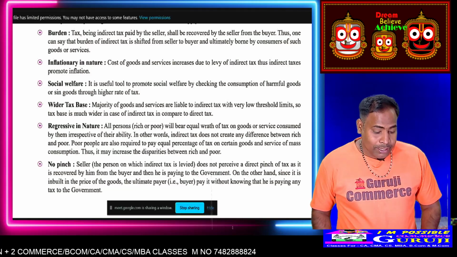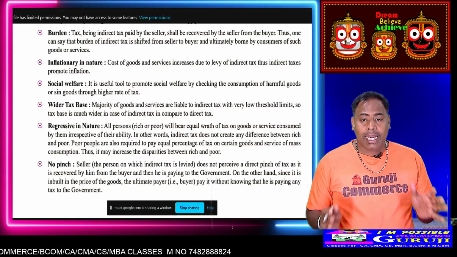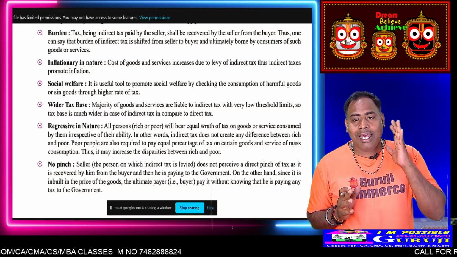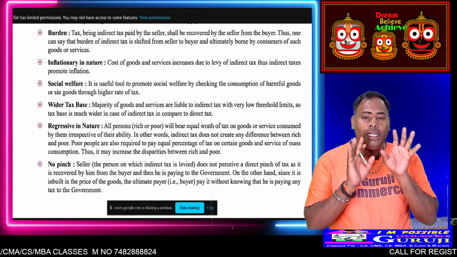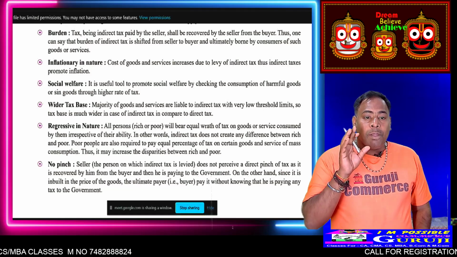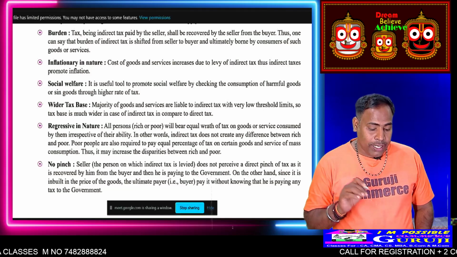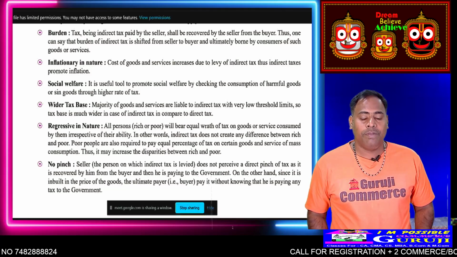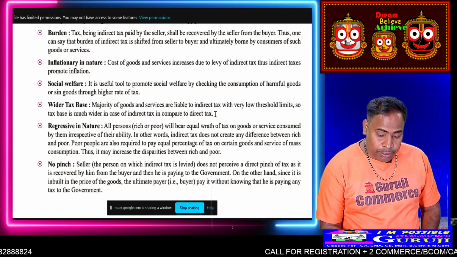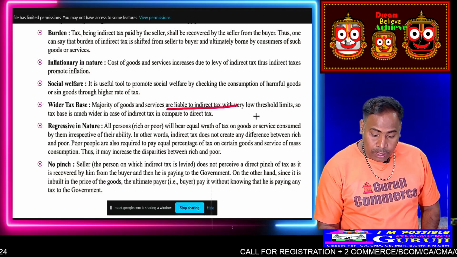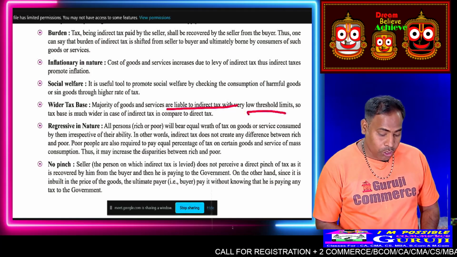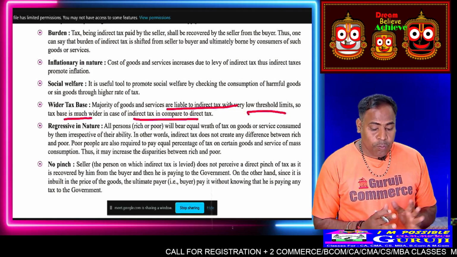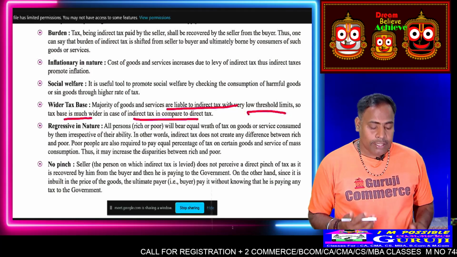Then, wider tax base. Which has more scope, direct tax or indirect tax? If you talk about tax, indirect tax has more scope. Direct tax has lesser scope. So the base is wider, covering goods and services. But income tax is only on income. So the major goods or services are liable under indirect taxation, which has a lower threshold limit, so the base is wider. The scope of indirect tax is much more than direct tax.